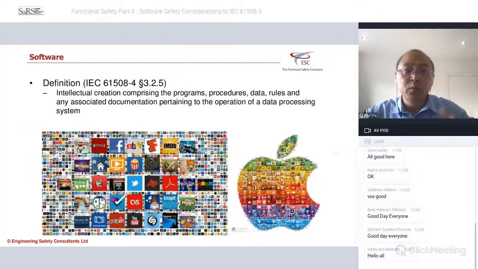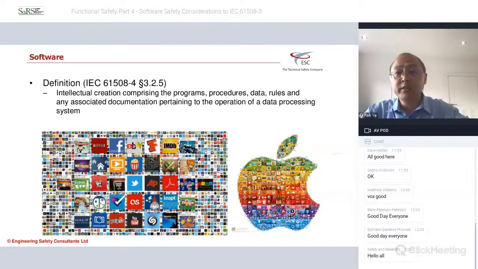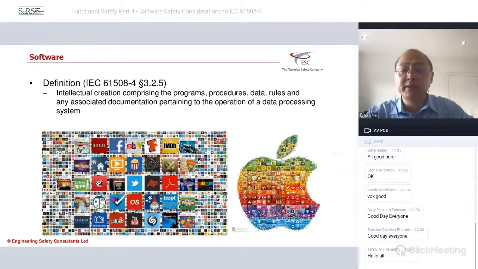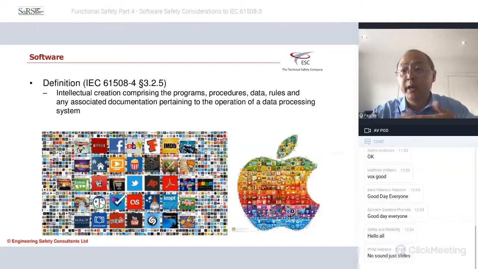So first, what do we mean by software and software safety? Here is the definition given by these standards in 61508, part 4. Software is the intellectual creation comprising the programs, procedures, data, rules, and any associated documentation pertaining to the operating of a data processing system. So it's not just a program we install on our computers, or an app we install on our phone. It comprises the program itself, as well as all those supporting elements associated with operating a data processing system.